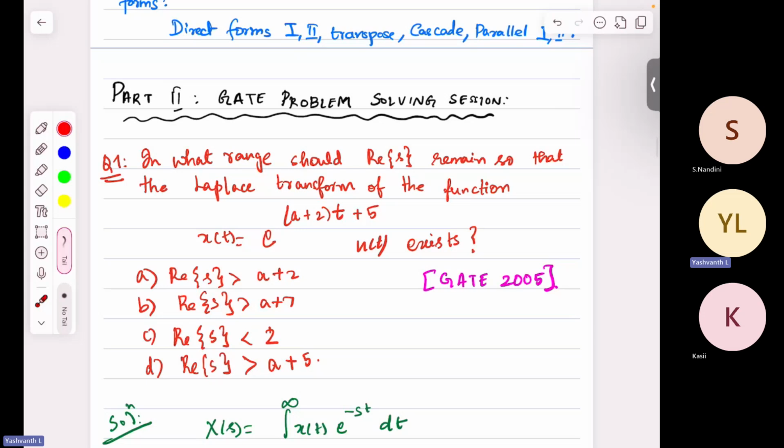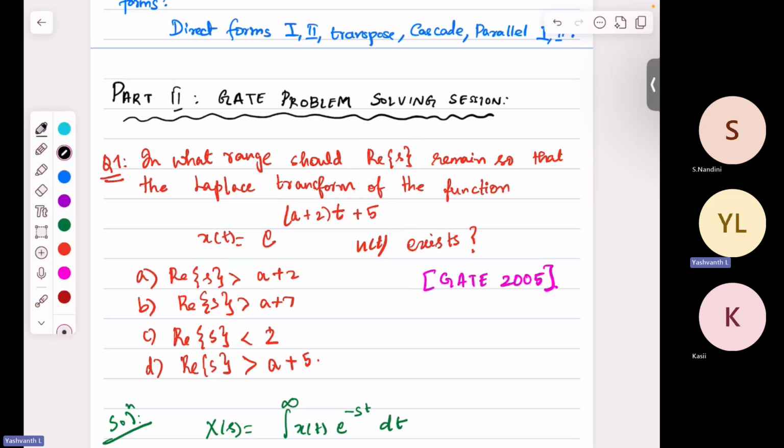In what range should the real part of s remain so that the Laplace transform of the function x of t equal to e power (a plus 2)t plus 5 into the unit step function u of t exists? Essentially, what it's asking is, if I compute the Laplace transform of x of t, what should be the range of the real part of s so that this integral, this Laplace transform, exists?